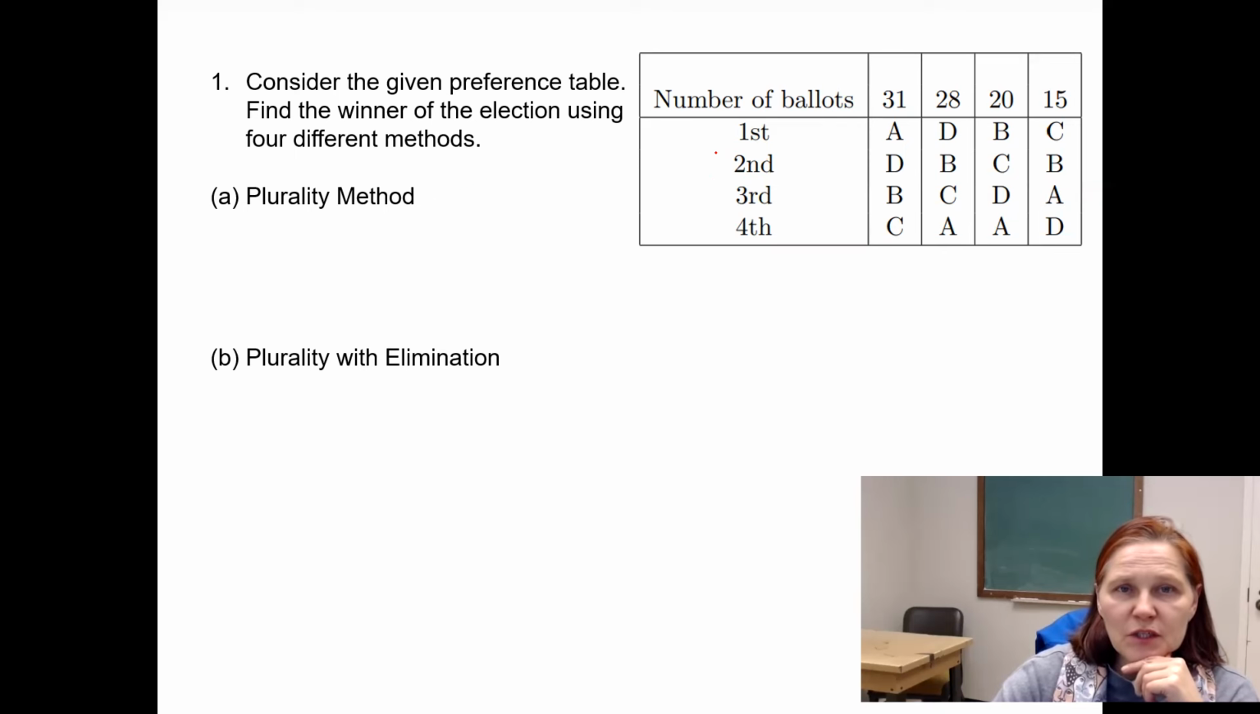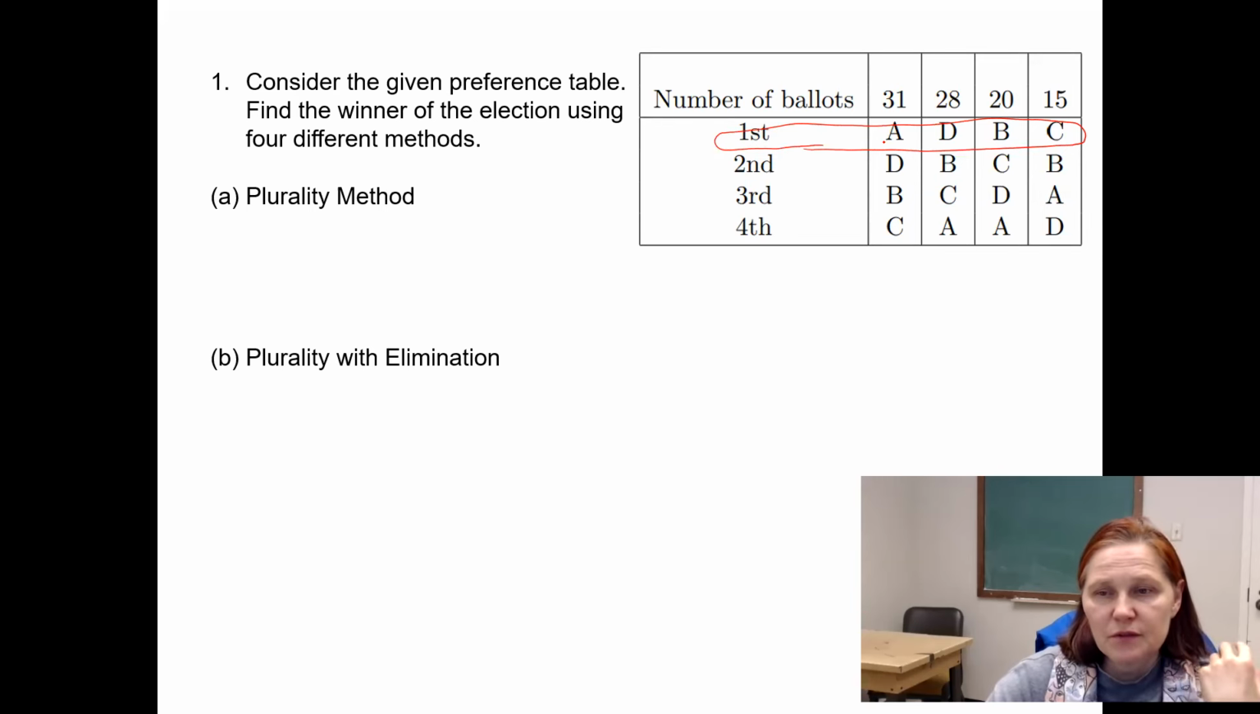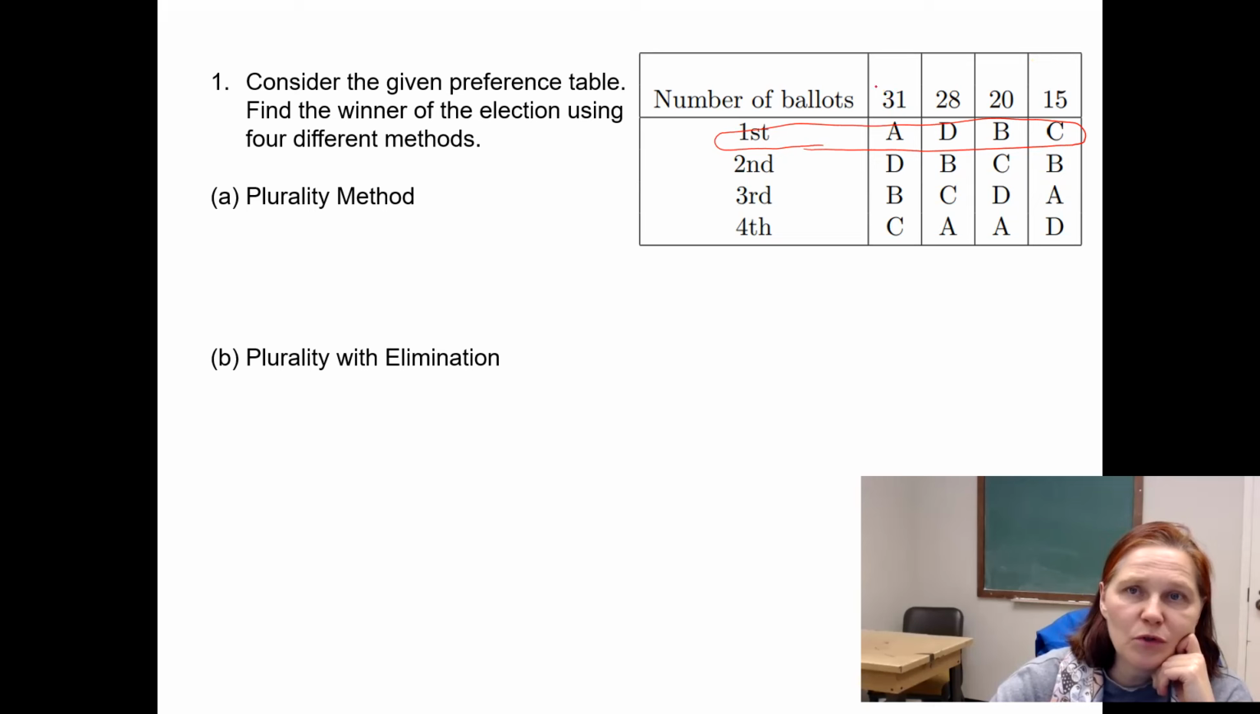By plurality, we consider only the first line, only the first places. In the preference table, we have ballots organized in several groups. So here we have four groups. In the first group, there are 31 ballots, and on 31 ballots, A has the first place.